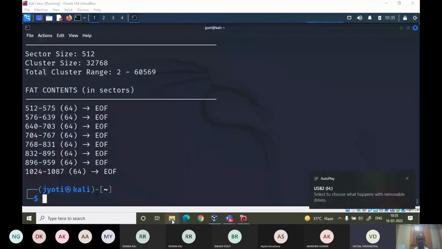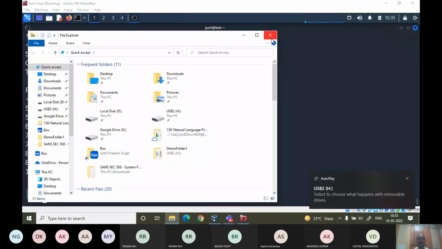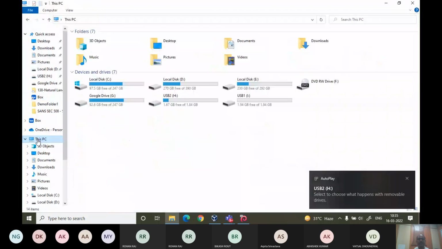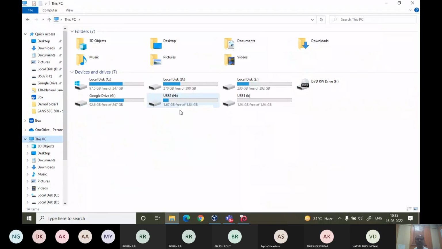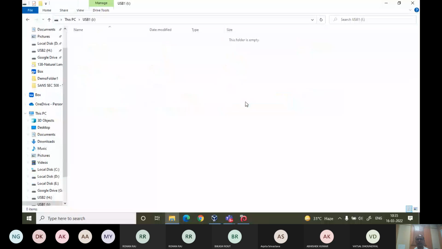Okay. So now you can see my Windows screen, Windows machine you can see, and here you can see two USB drives, USB H and USB I. Two drives you can see. One drive is totally blank. You can see this one. And the other one is having certain files and folders, just for demonstration purpose I have kept something.